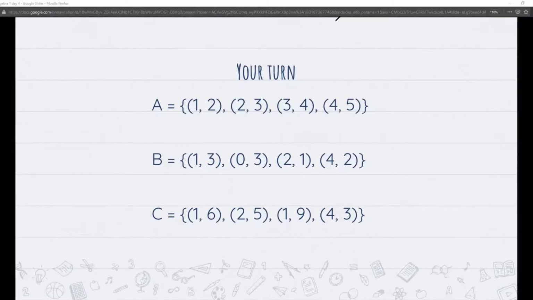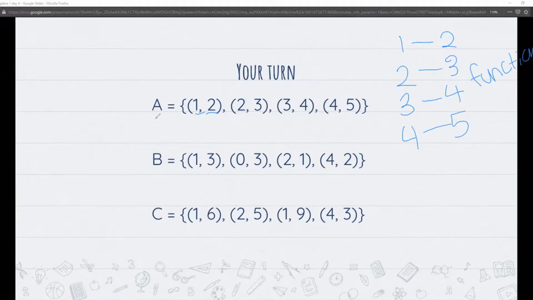First, you figure out what the domain connects to what. So for example A, you would write it out like this, and then connect them. Now because the domain only connects to the range once, this is considered a function.